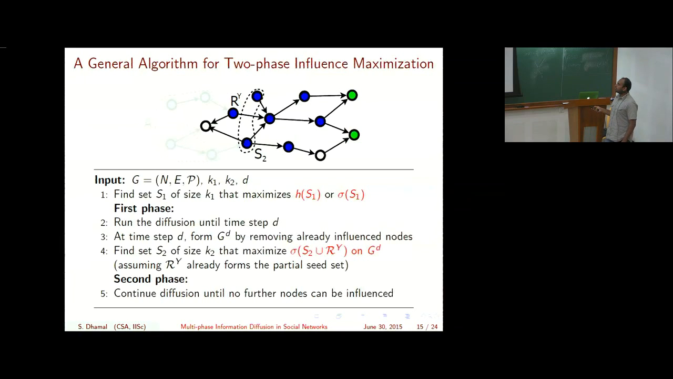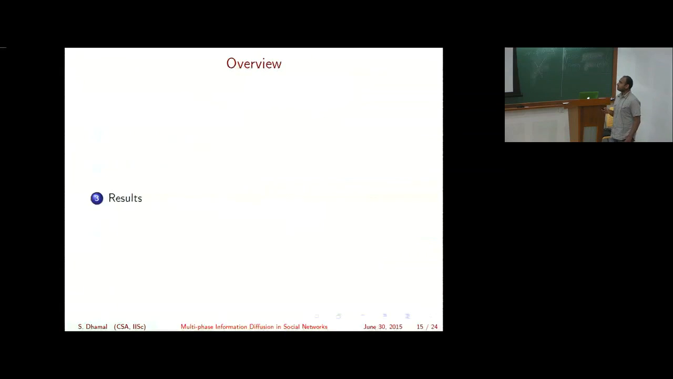So the point here is that the seed set S1 is selected either based on farsighted or myopic. And for the second phase, it's selected myopic, assuming that the recently activated nodes during the first phase are also going to act like seed nodes for the second phase.